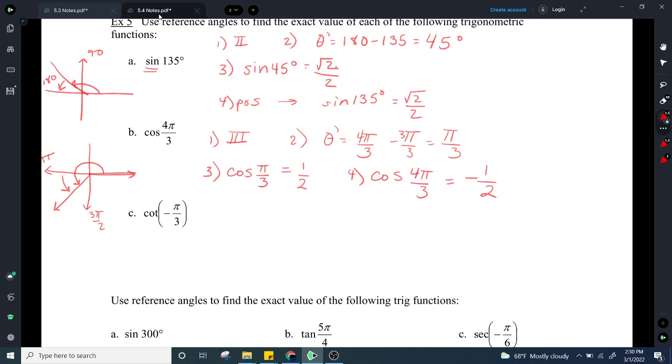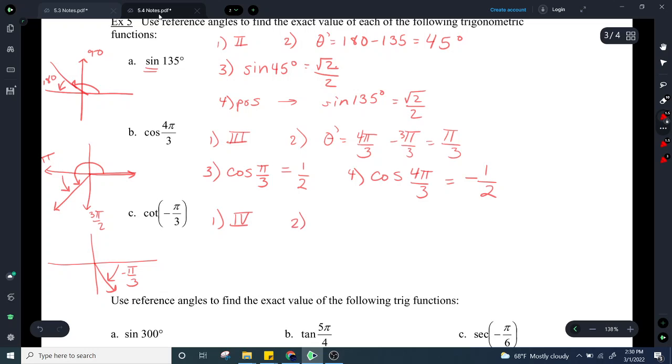Let's try the next one, cotangent of negative pi over 3. So where is that, first of all? Negative means I'm going to rotate clockwise. I only want to go 1/3 of a pi, so that's going to put me right here in the fourth quadrant, negative pi over 3. So we know we're in quadrant 4. Step 2 is the reference angle. So for the reference angle, just do that quick shortcut I just told you. If negative pi over 3 is the angle, the reference angle is just going to be pi over 3 since I'm dealing with unit circle values.